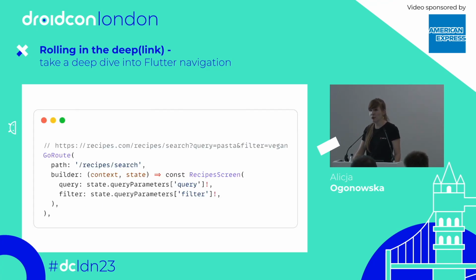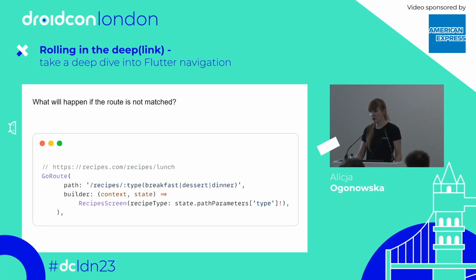You are also able to extract query parameters with this setup. I think the syntax may have changed in newer GoRouter configuration, so always check the docs, but it's as simple as that. But also there are some things that you have to keep in mind. For example, there is this option to define the concrete values that are accepted. So for example, not just some type of ID, but I only accept breakfast, dessert, or dinner.